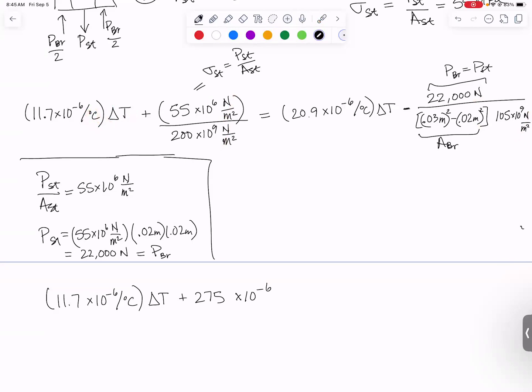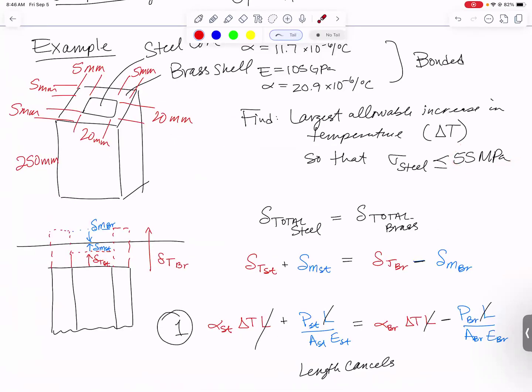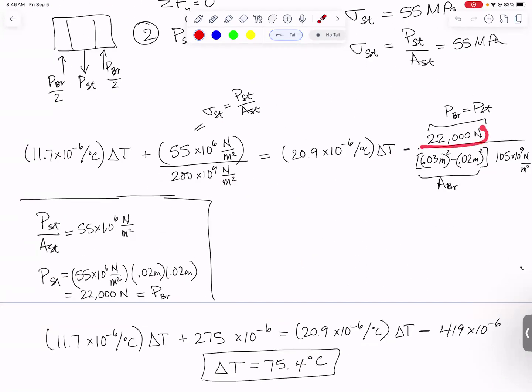And the right-hand side of the equation is still 20.9 times 10 to the minus 6th per degree C times delta T. And that other term, we have minus 419 times 10 to the minus 6th. Solving, we get that the temperature change that this bar can handle is 75.4 degrees C. And at that point, the stress in the steel will be right at 55 megapascals. An interesting follow-up to this question might be, how big will the stress in the brass be right then? The stress in the brass is going to be P in the brass divided by A of the brass.